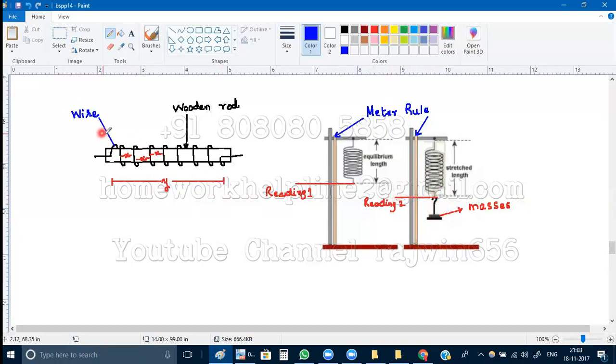So in this way, for one wire we have done the experiment. We will repeat the experiment. Of course, that will come under improvement of the experiment, how we can improve it: take more readings and then take the average.